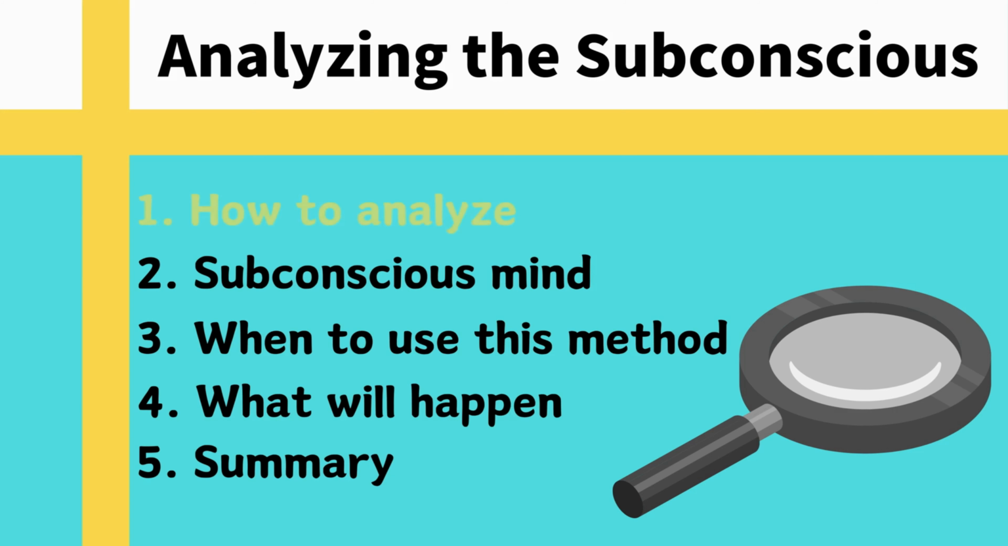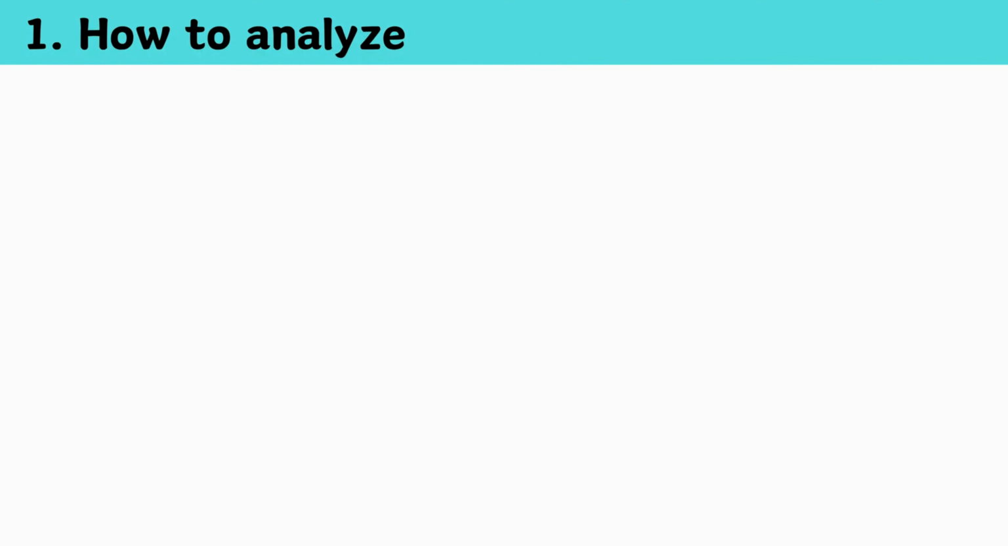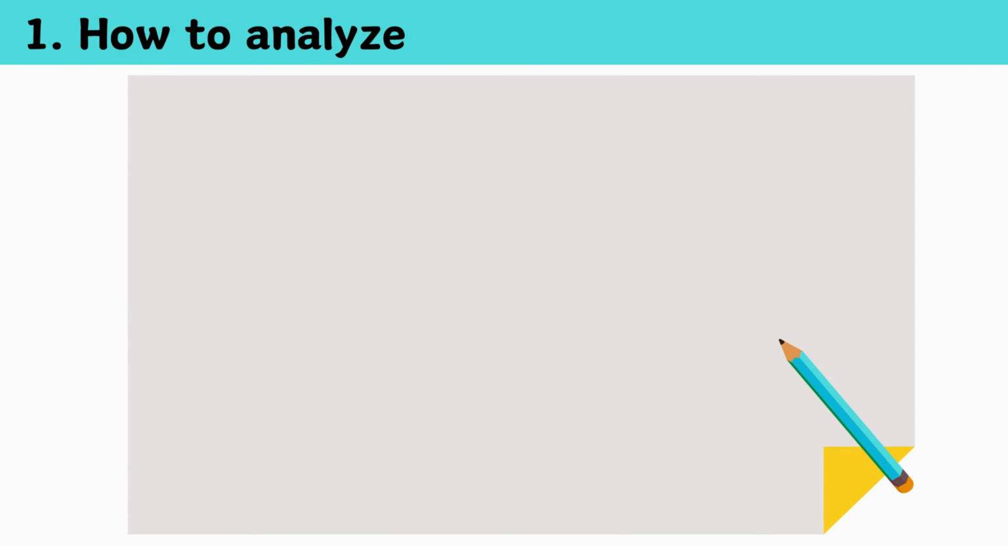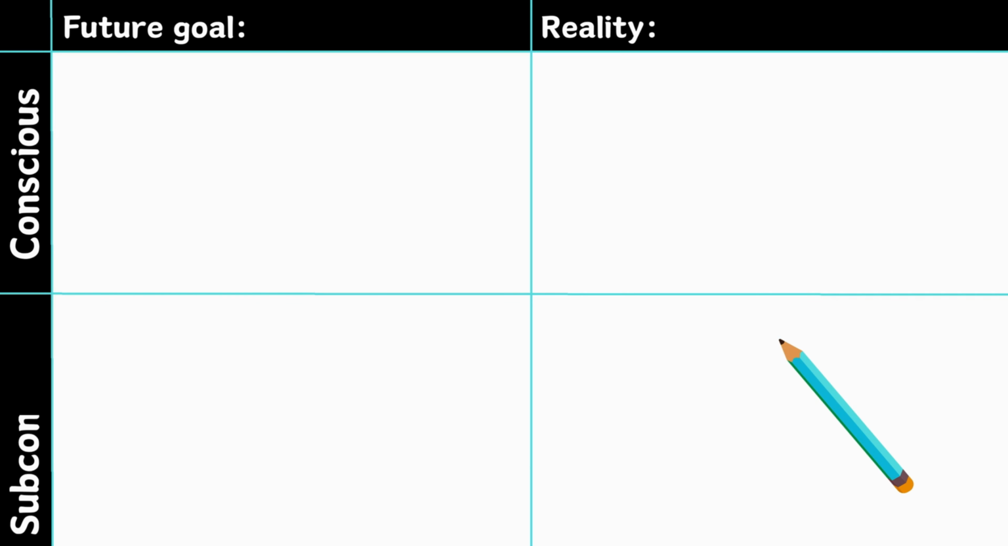So let's go straight to the explanation of how to analyze your subconscious mind. First of all, have a piece of paper ready. You want to have a fairly large paper because you will be writing down many things on there. Once you have it ready, divide the paper into 4 sections like so. On the top, write down future goal and reality. And on the left side, write down conscious mind and subconscious mind.